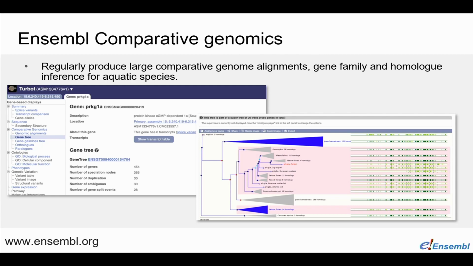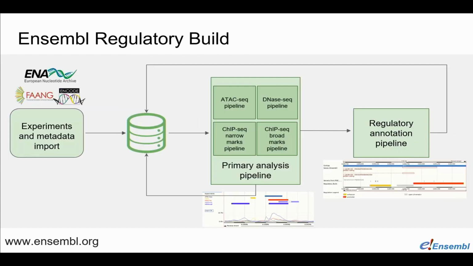So here you can see an example of gene PRKG1A, focusing in on the turbot and showing this gene family in detail. This is fully explorable and expandable, so you can look around and really explore the depth of the comparative genomics of this particular gene.